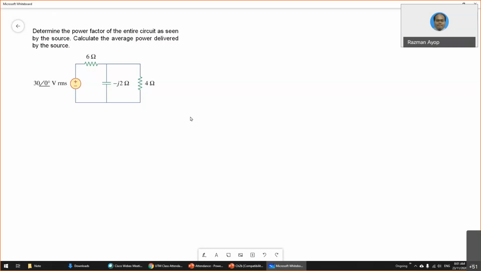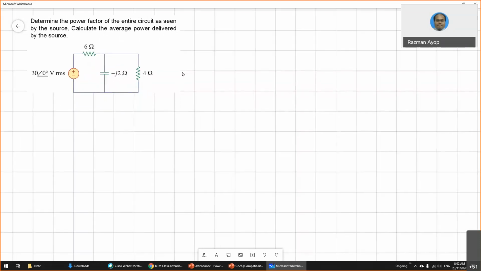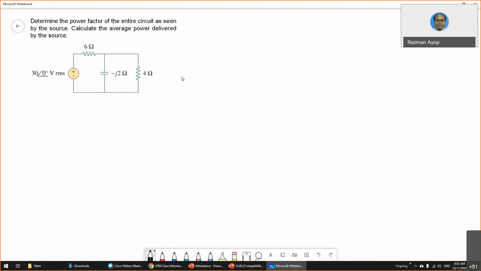Today I will show you two examples for using the power. This is the first example, you can get this from the slide. Determine the power factor of the entire circuit as seen by the source. Means that what is the power provided by the source.